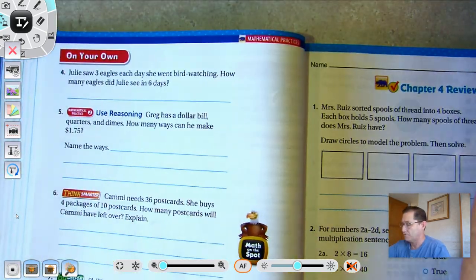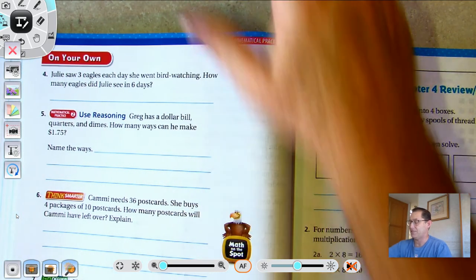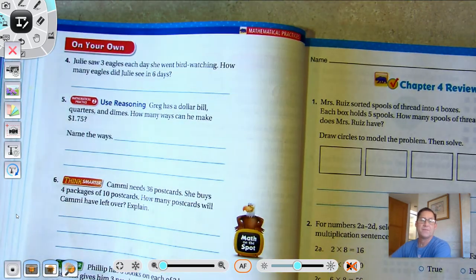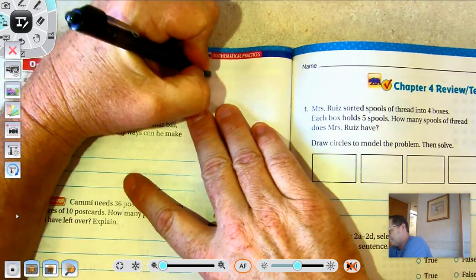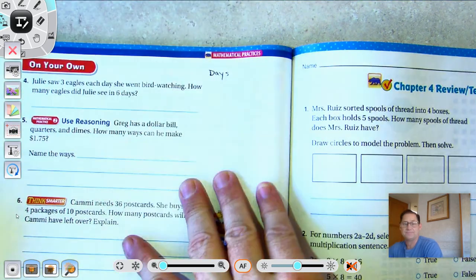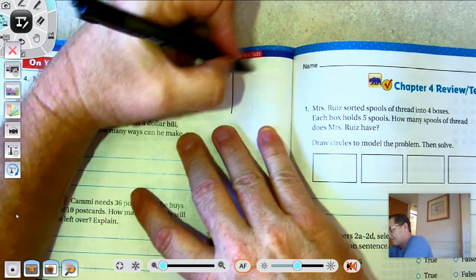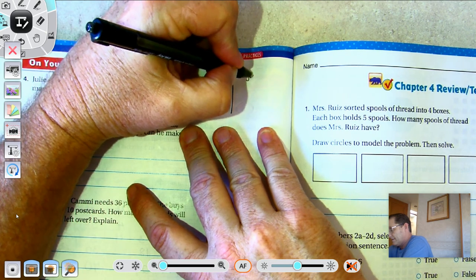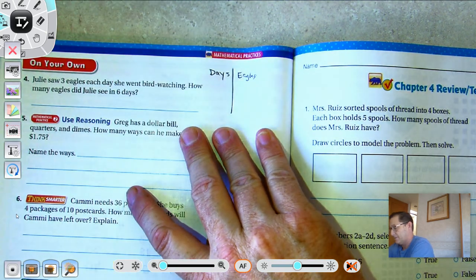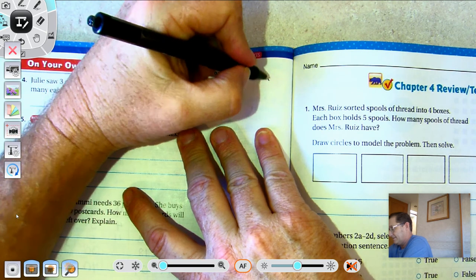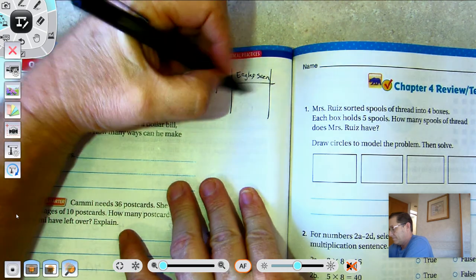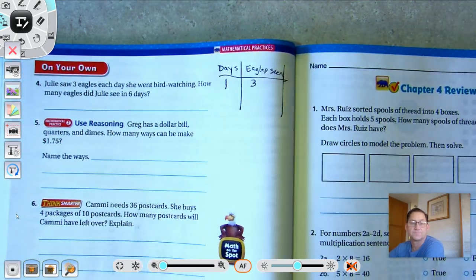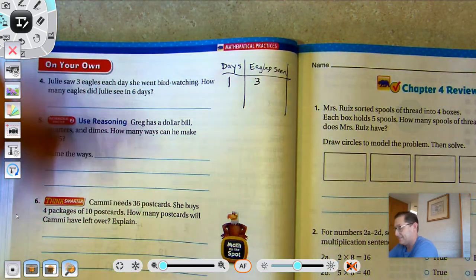All right, number 4. Julie saw 3 eagles each day she went bird watching. How many eagles did she see in 6 days? All right, so we can make a table for this. We'd have days and eagles seen. In one day, she saw 3 eagles. How many did she see in 6 days?